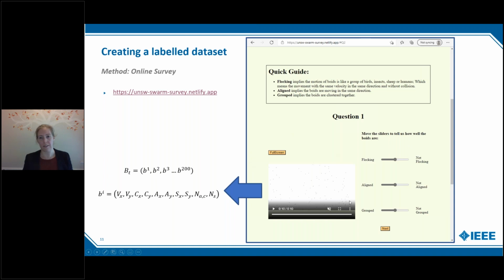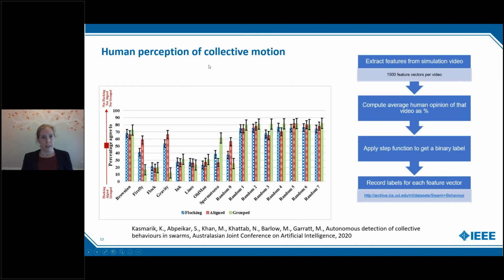Essentially, we collected everything we possibly could about these videos, and then we also collected the human label from these slider values. I've got on the right-hand side here a list of the steps that we took. I've already explained how we extracted those features from the video. The next thing that we did was compute the average human opinion of each of the videos.